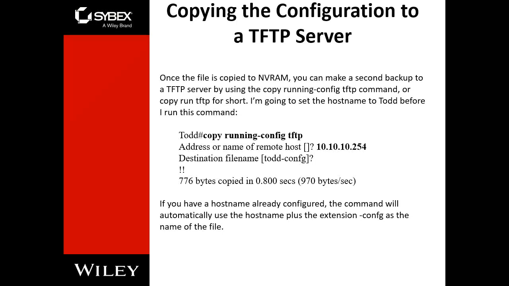In either case, the easiest way to do this is to simply use the command copy run tftp. And at that point, the switch or router will come up and ask you, what is the IP address of your TFTP server? So you give it the IP address. In this example, we're using 10.10.10.254. So there's some server out there with that address running the TFTP server application, and you're going to be copying this file out there.